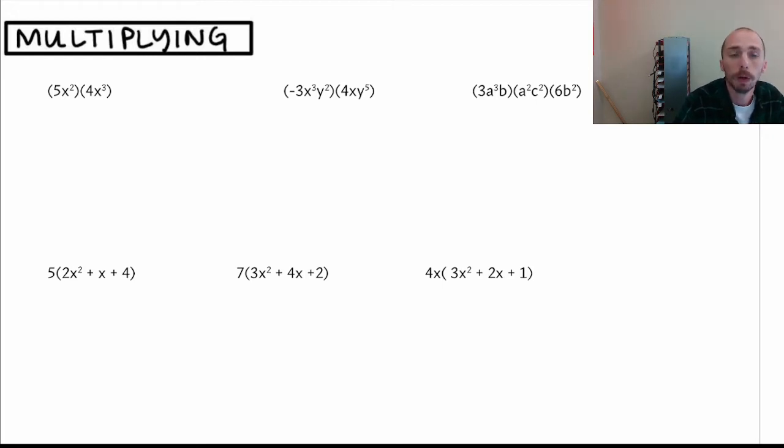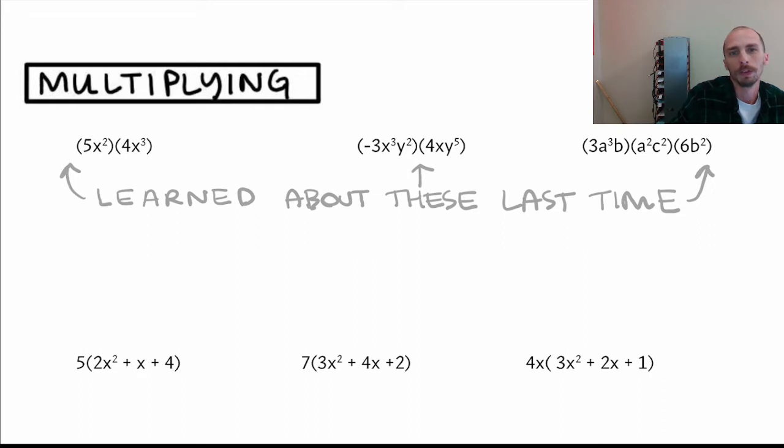All right, now we're going to multiply some polynomials. Up at the top, you see these are all monomials multiplied together. Each of these, nothing added together. We dealt with a lot of multiplication of monomials last time, so we're just going to move on a little bit.